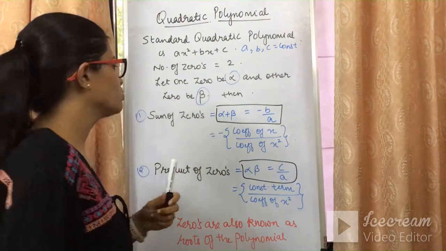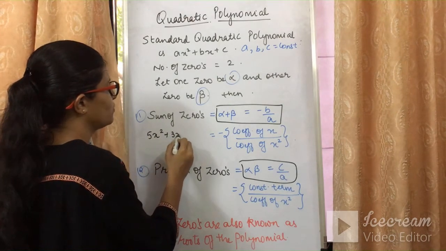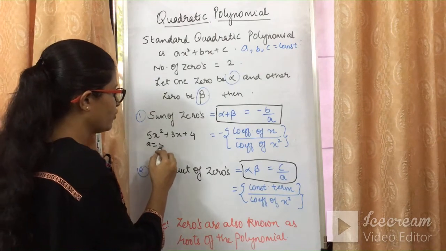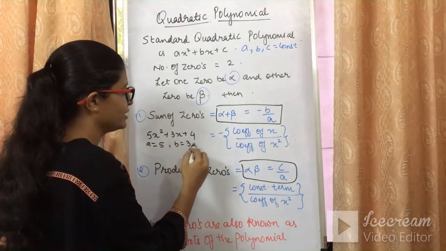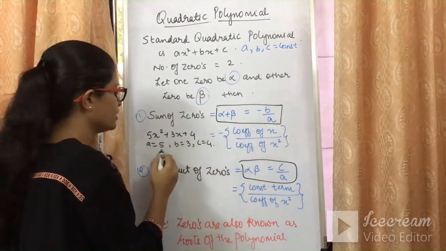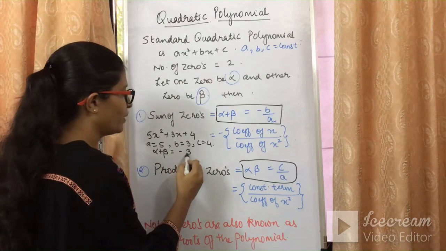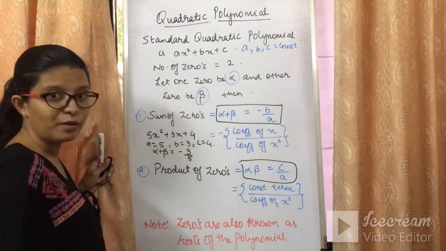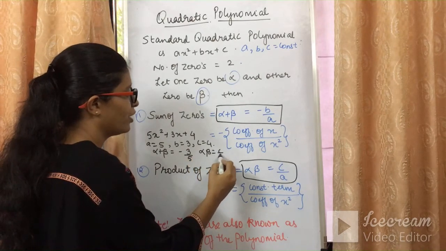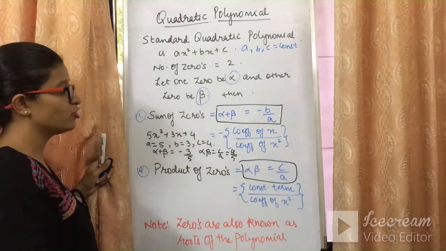So let's have a look at a small example. Suppose I have the polynomial 5x square plus 3x plus 4. Now what is a in this? a is 5. What is b? b is 3. c is 4. So can we take out the sum of the zeros? Sum of zeros is alpha plus beta, which is minus b upon a, minus 3 upon 5. So the sum comes out to be minus 3 upon 5. And what will be the product? The product will be c upon a, and c is 4 and a is 5. So the product is 4 upon 5.